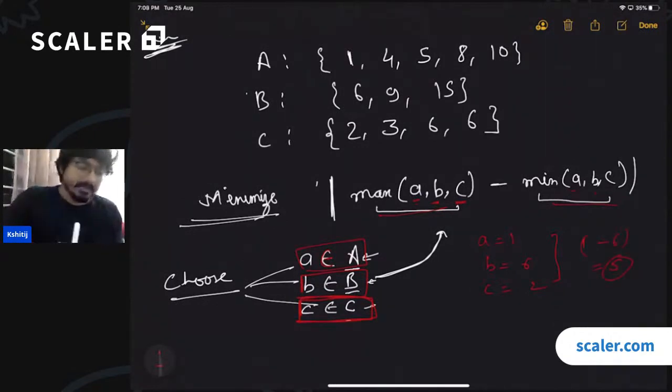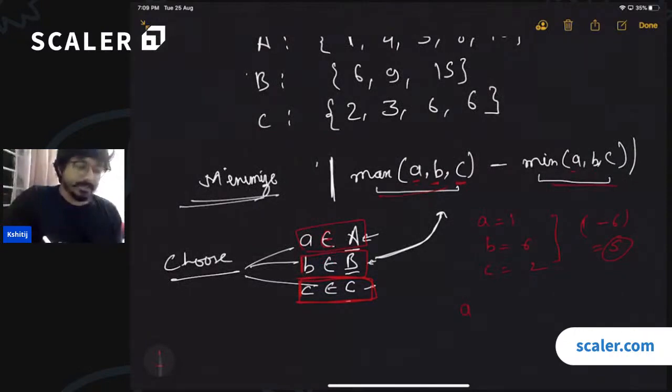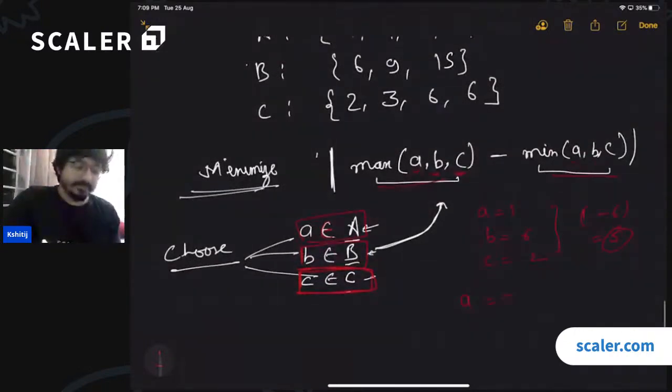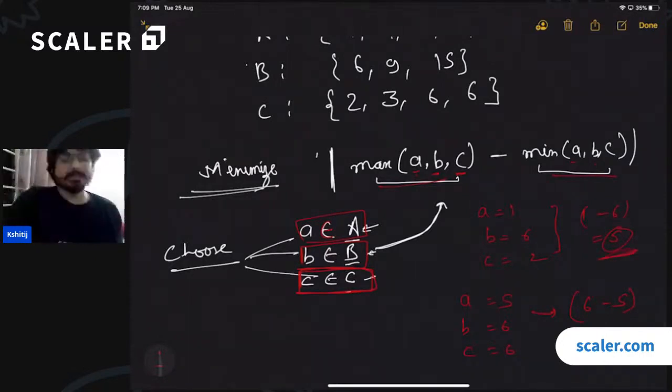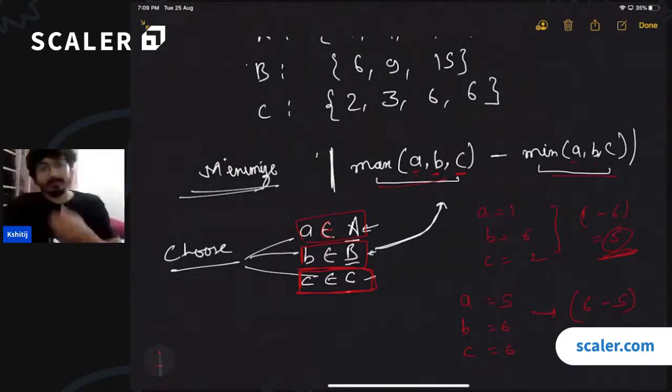Another choice would be that you take A equals 5, B equals 6, C also equals 6. In this case, the minimum is 5, the maximum is 6. So the answer is 1. So this is lesser with respect to the other values, right? So this is going to be the answer.